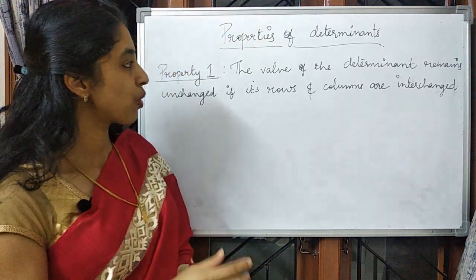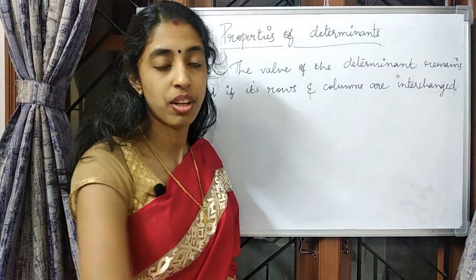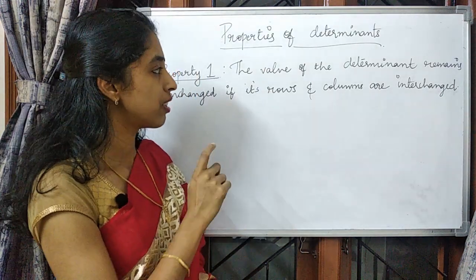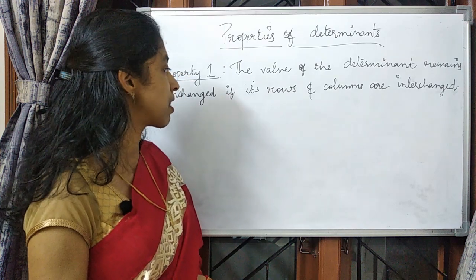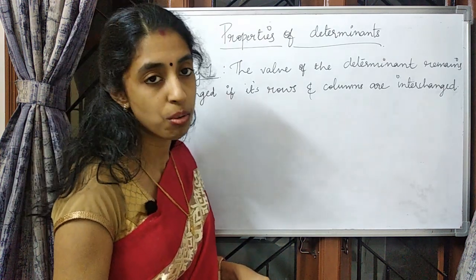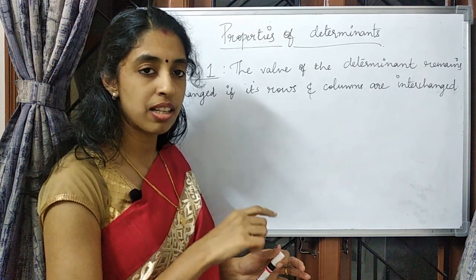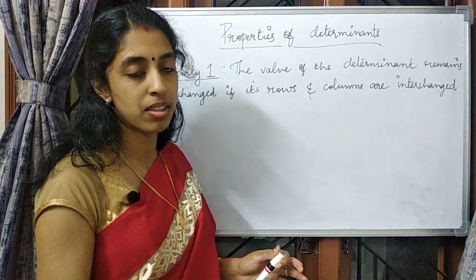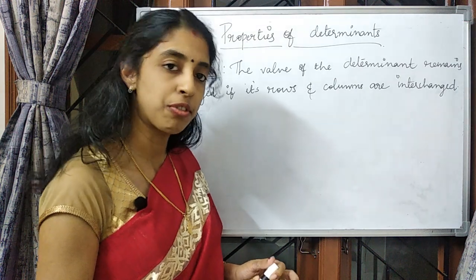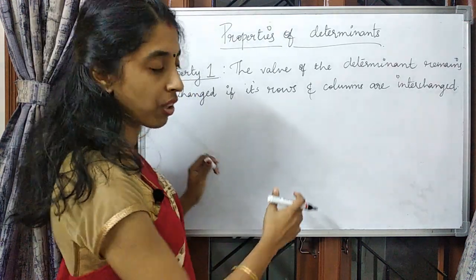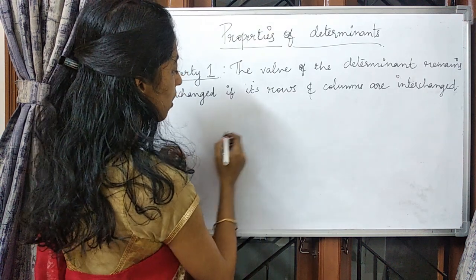Property 1 is also very important, so we have to study it. The value of the determinant remains unchanged if its rows and columns are interchanged. That means if we interchange the rows as columns, we will get the same value of the determinant. So we can prove it. How can we prove it?